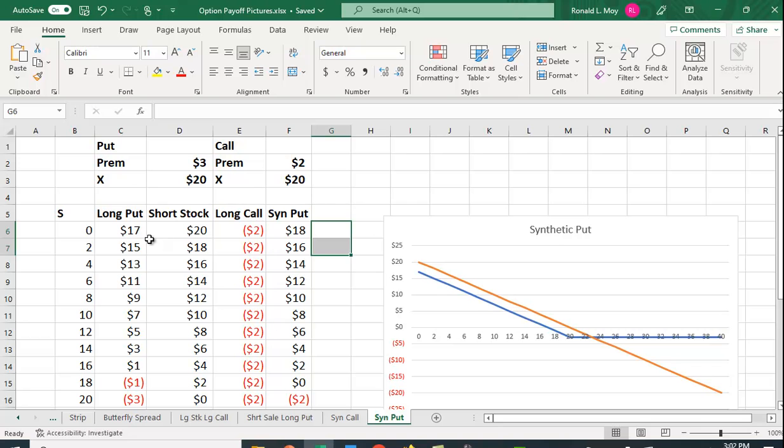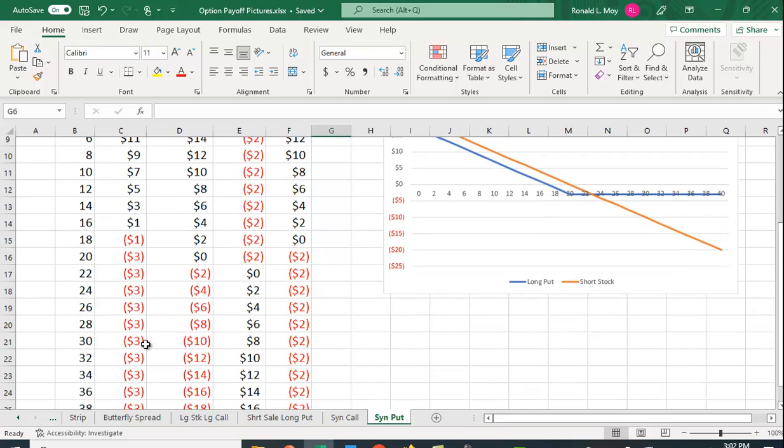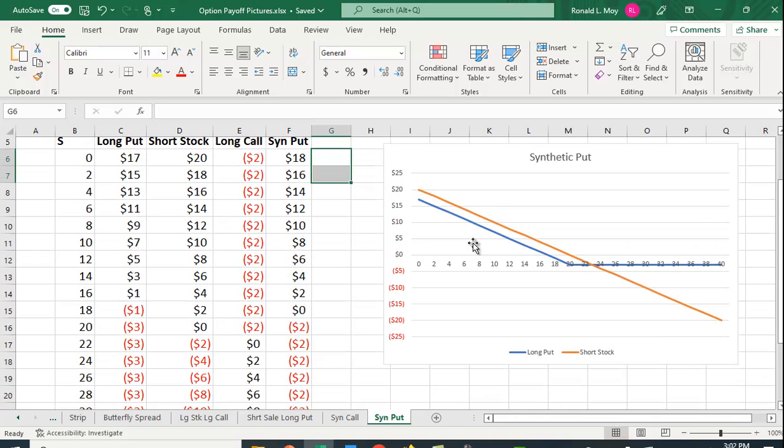So you can see that at a price of, for example, $10, you would have sold it at 20, bought it at 10, made $10 minus the $3 premium. But you can see that once you get above 20, your losses stop. They stop at that premium of $3. So it just flattens out. The difference here, with this orange line, the short sale, you can keep losing money. Here, your losses are limited to this $3 premium.